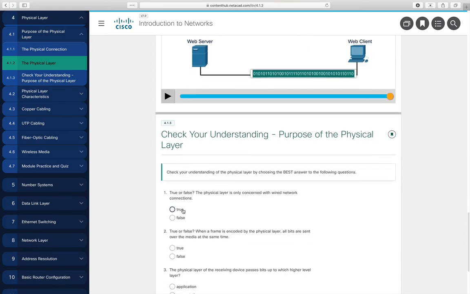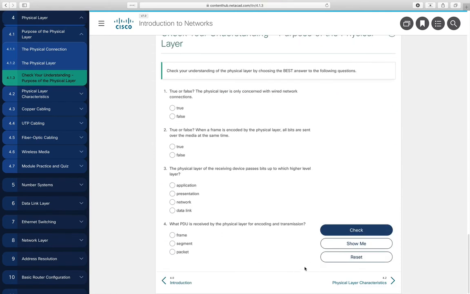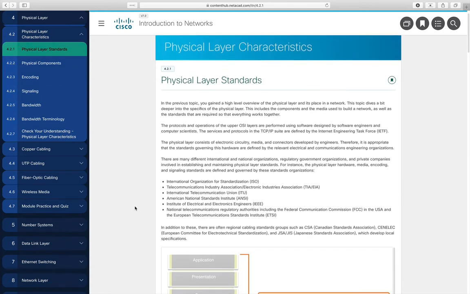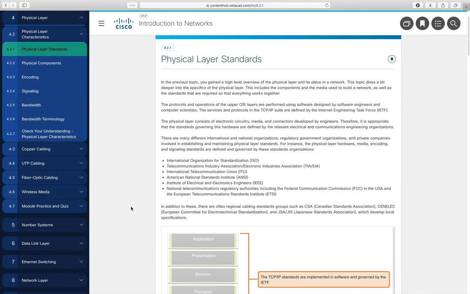4.1.3 is a check your understanding on the physical layer. You can do that on your own. And we'll move on to physical layer characteristics. There are a number of standards that we have with all kinds of computer and networking equipment and networking in general. So if you look at this table, just at the physical layer, here's 6 standards organizations that create standards that have to do with the cabling, the NIC cards, and how we transmit data, which is referred to as the signaling.